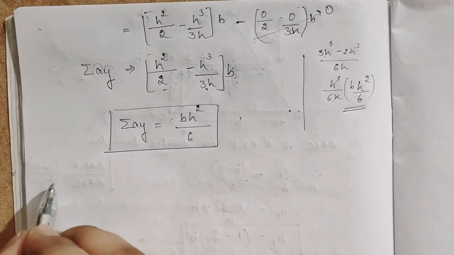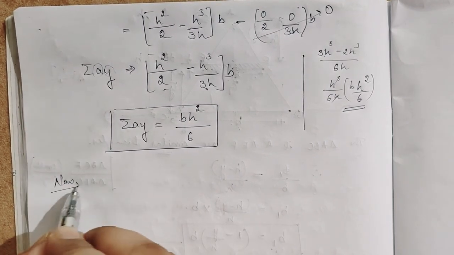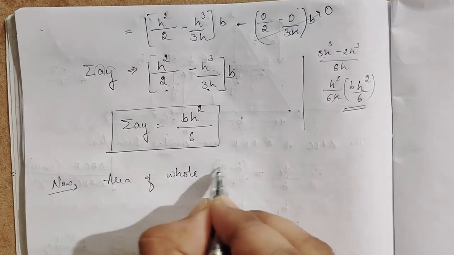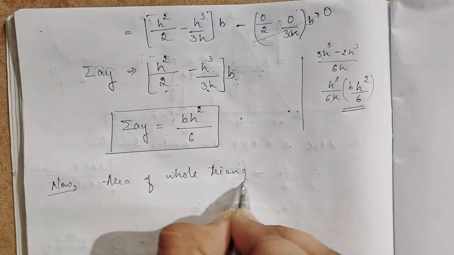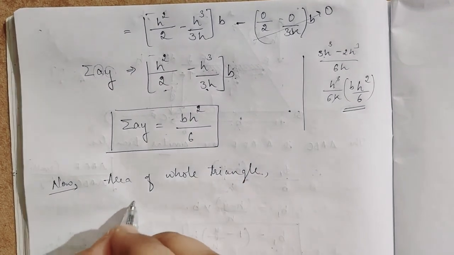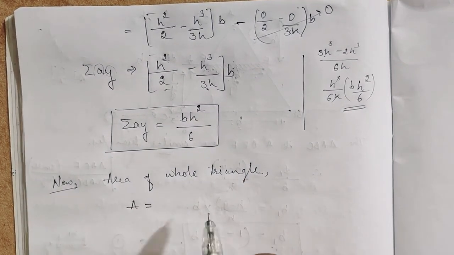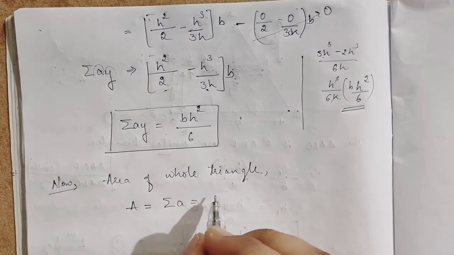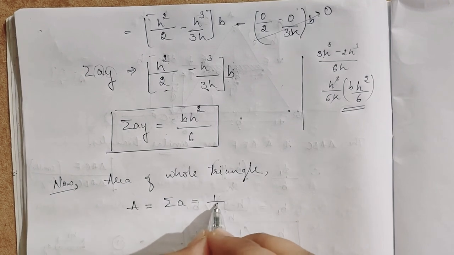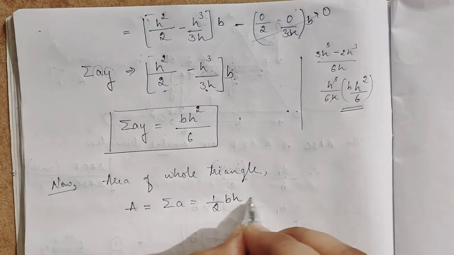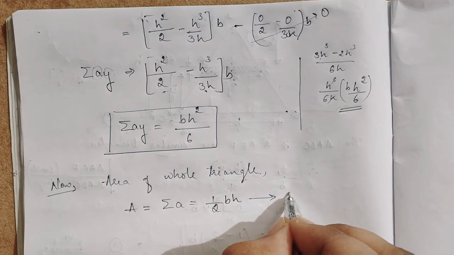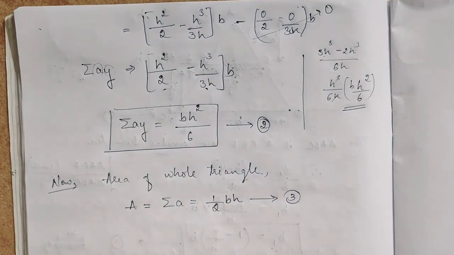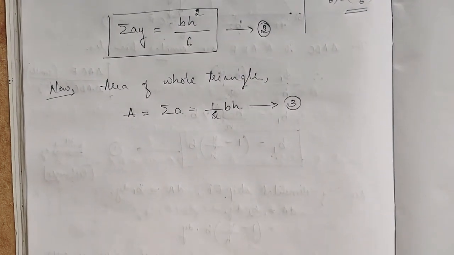Now I will take the area of the whole triangle, that is area A is equal to summation of A, that is the area of the triangle, half into breadth into height. Let this be equation number 3. Let this be equation number 2. Half into base into height is the area of the whole triangle.